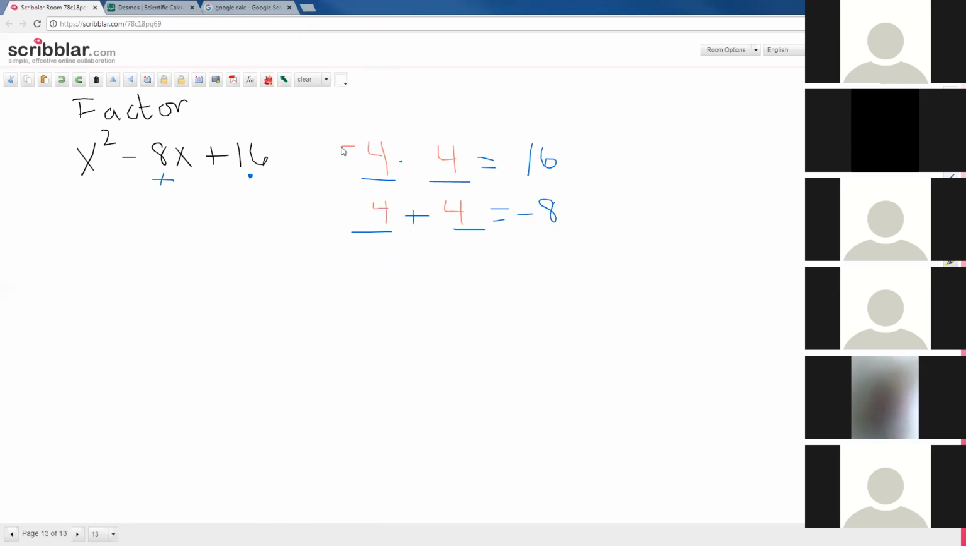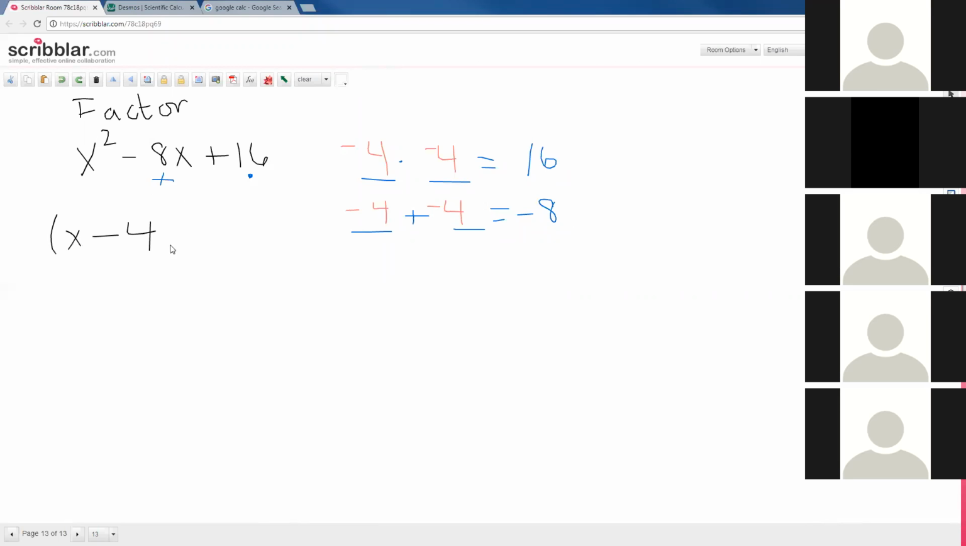If you change these to both negatives, a negative 4 times a negative 4 is positive 16, and a negative 4 plus negative 4 is that negative 8. So this can now be written as x minus 4, that was the number we found, and x minus 4, that's the second number we found. So those two are exactly the same, and when they're exactly the same, you can write it as 1 parenthesis squared.